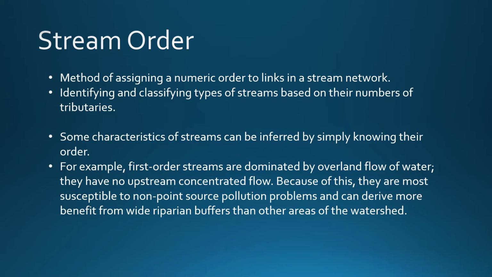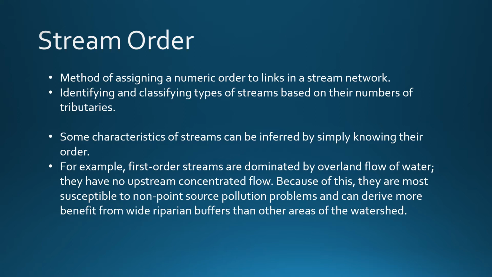Something to think about with that is stream order. Within our watershed, we have different streams flowing into other streams, and we need to pay attention to the stream order, which is a method of assigning a numeric order to links in a stream network. So streams flow into each other, tributaries flowing into each other to a main water body. It's a really important thing to do because it helps us identify and classify types of streams based on the number of their tributaries. The number and type of stream is important because the characteristics of those streams can be inferred just by knowing what order they are.